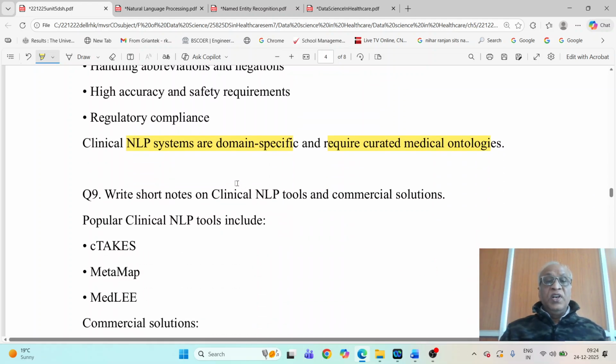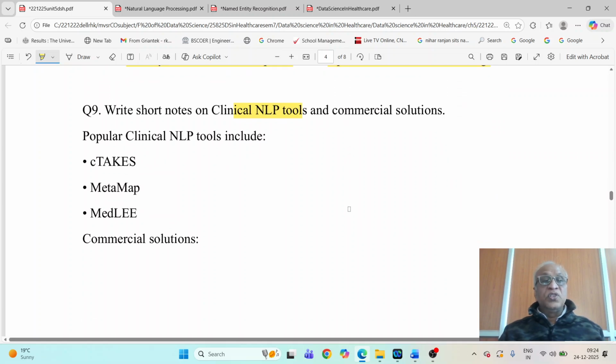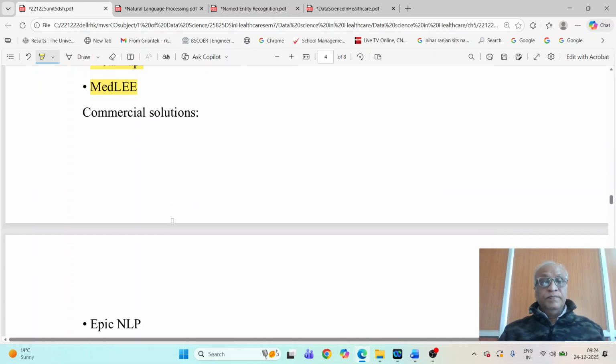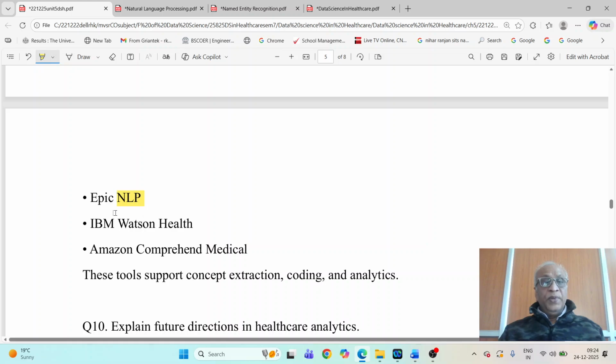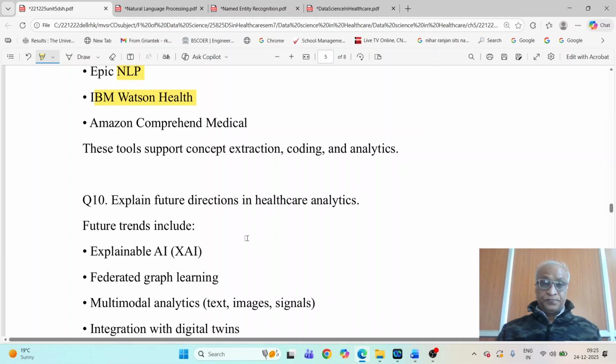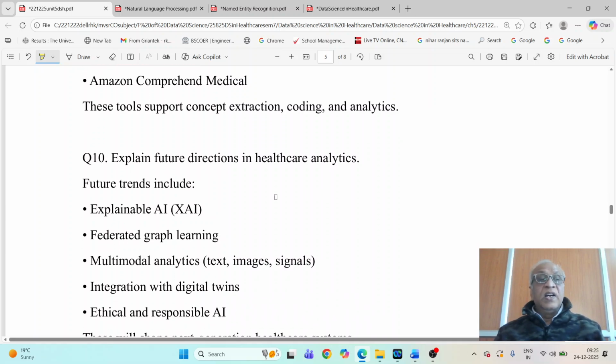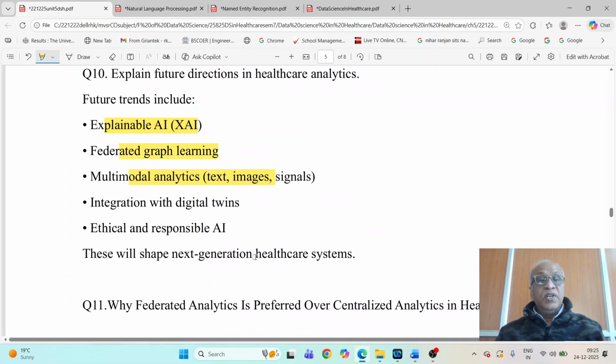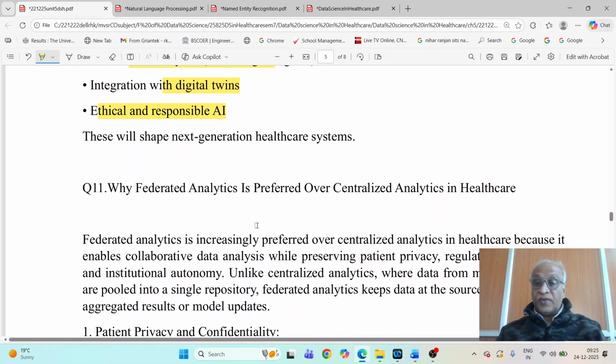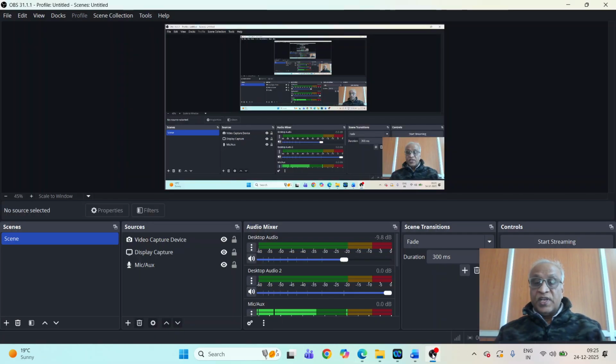Now coming to a few of the clinical NLP tools and their commercial solutions, you have cTAKES, MetaMap, which we discussed, Medlee, then you have Epic NLP, IBM Watson Health, Amazon Comprehend Medical. These are a few. Coming to future directions in healthcare analytics, future trends include explainable AI, federated graph learning, multimodal analytics, integration with digital twins, ethical and responsible AI. So with this, I'll stop. Thank you.